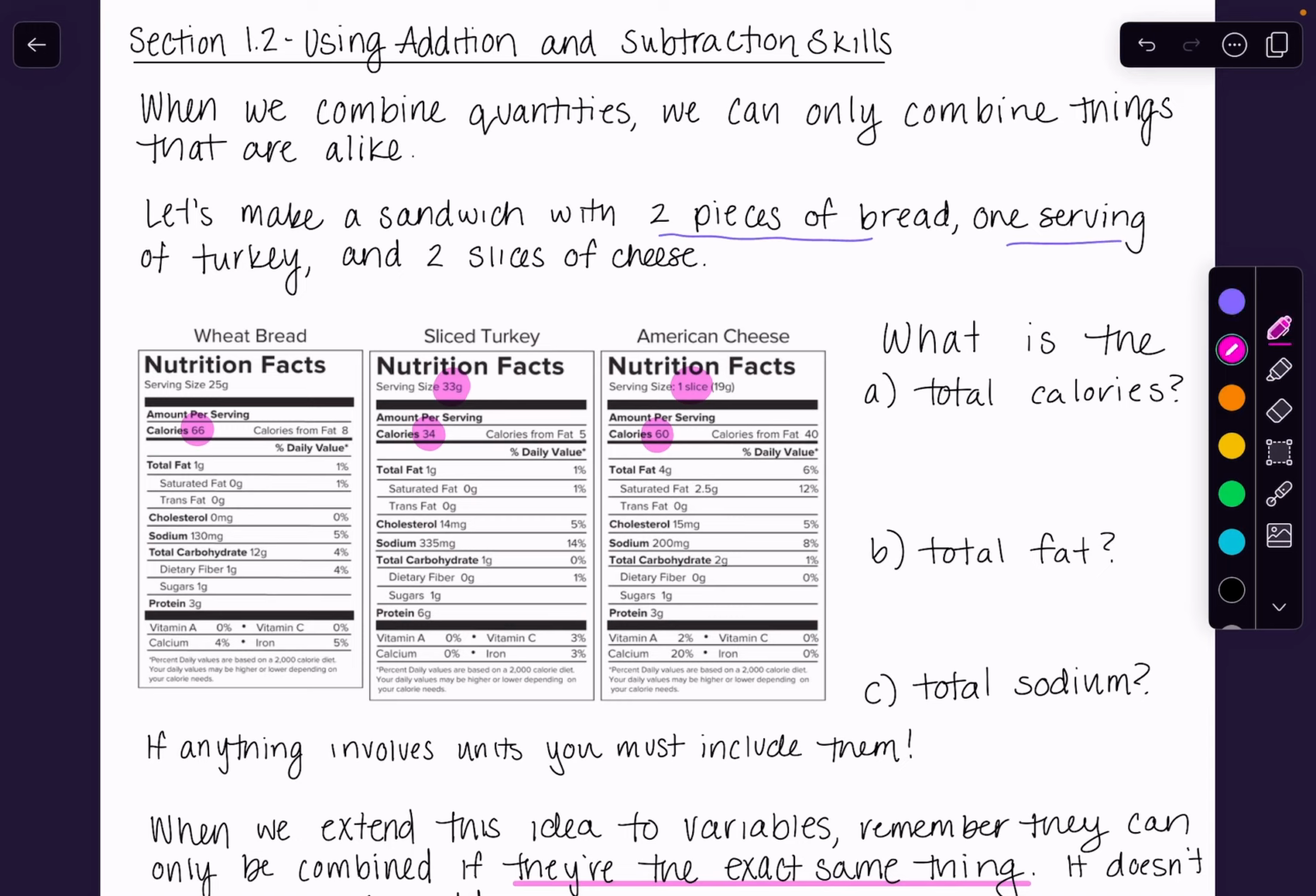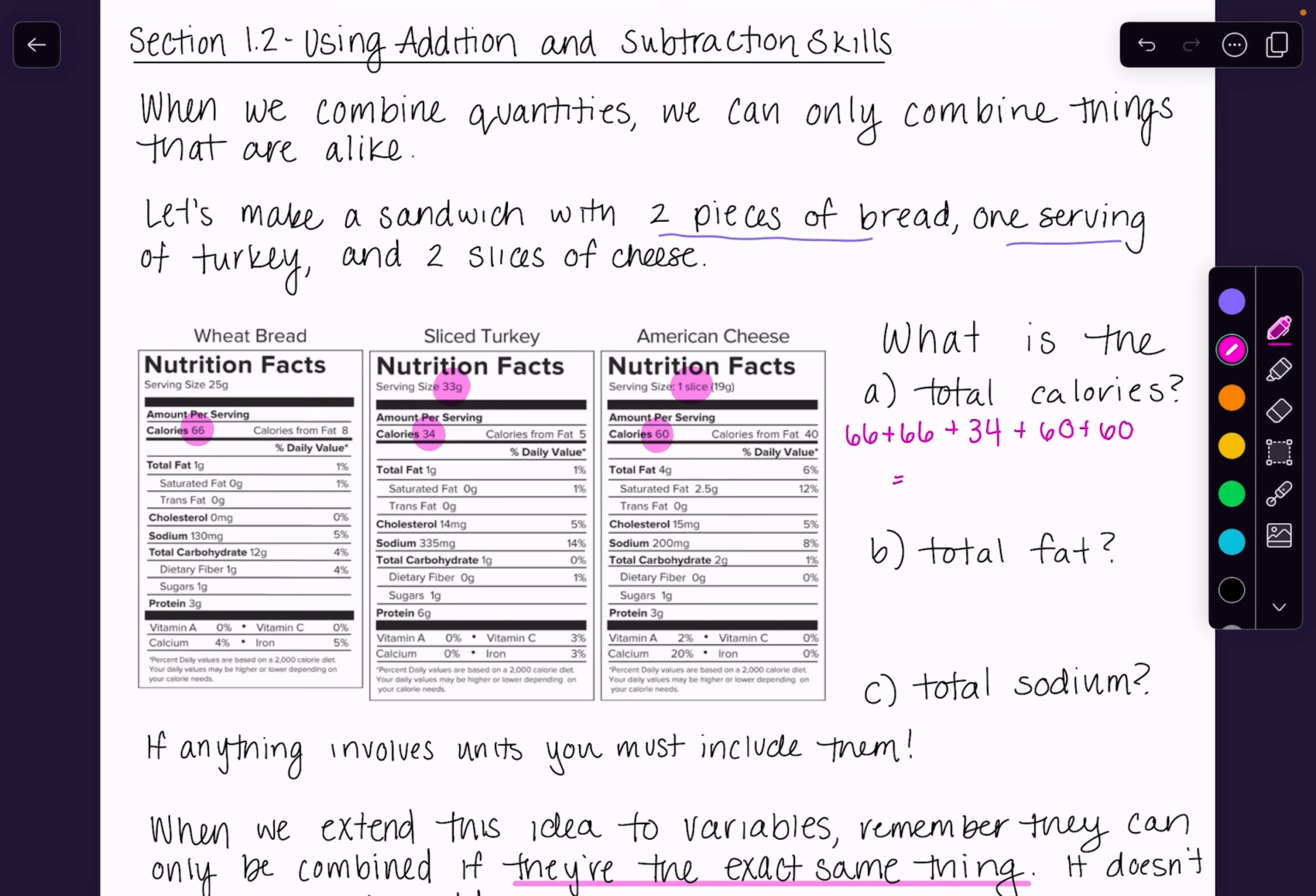So when I go through to find the total calories for this sandwich, I want to do the calories from the bread plus the calories from the turkey plus the calories from the cheese. So starting with the bread, each piece of bread has 66 calories. So we have 2 pieces of bread. So we add these 2 together to get the total calories from our bread. Now for the turkey, 1 serving of turkey is 34 calories, and that's the amount we're putting on our sandwich. And then we're doing 2 slices of cheese. Each slice of cheese is 60 calories. So we need to add 60 twice, okay?